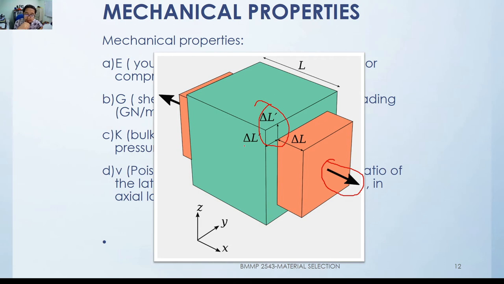Because according to the conservation of volume, if a material is subjected to stress or external load, and we don't remove any part or any mass or volume of the material, its change is evident in the changes of its dimension.